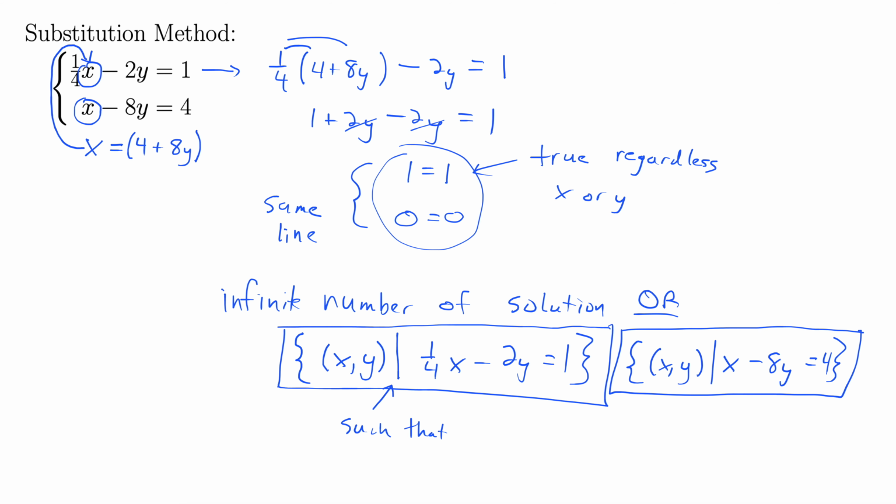And just as a note, if we go up here, let's clean this up a little bit. You can see that these are the same line right up top by multiplying this top one by 4. If we multiply this top row by 4 here, we get x minus 8y equals 4. And now we can see that they're identical lines. By multiplying by 4, I mean multiply both sides by 4. Both sides of that equality. So indeed, they really are the same line.